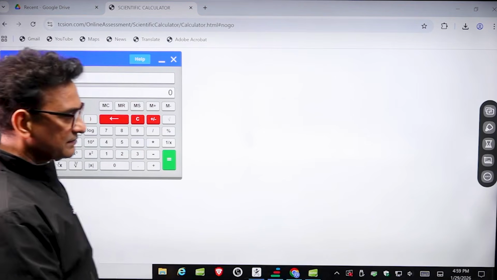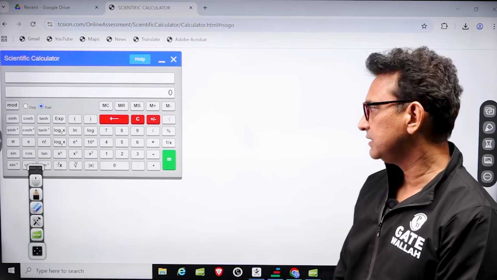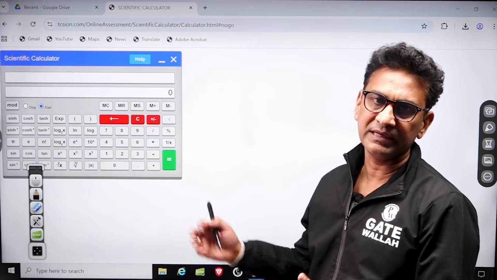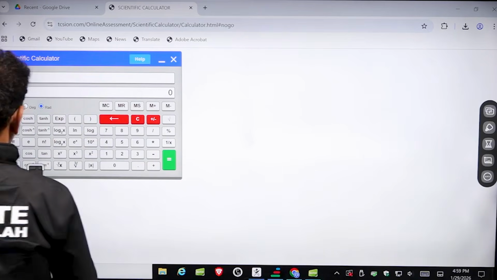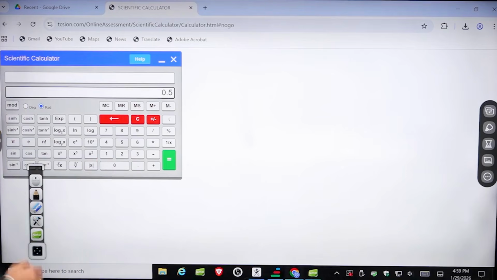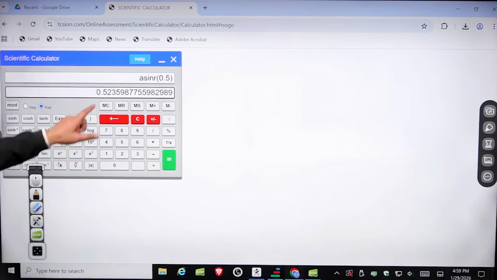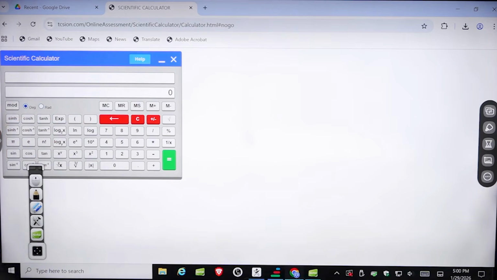See, in the power system, whenever we do the long line calculation, the ABCD parameters are in terms of hyperbolic function. So here you can directly find out the value of ABCD parameter. Clear? So suppose let's find out the sine inverse 0.5. So I will put 0.5 and take the sine inverse. Here I am getting the answer in terms of radian. If I have to find out the answer in terms of degree, first press the degree, then 0.5 sine inverse, will get the 30 degree.